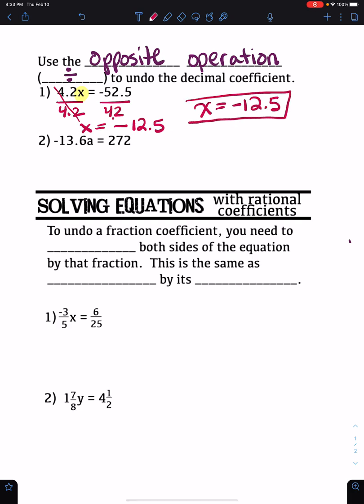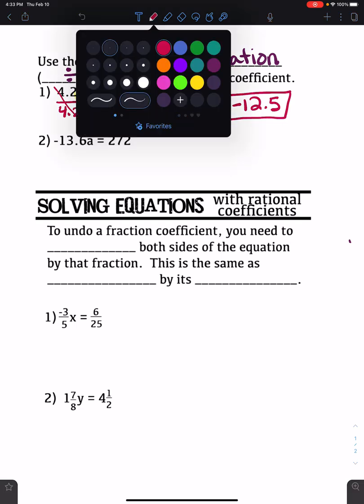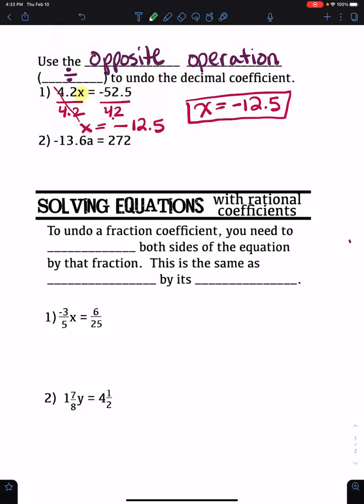Remember that with equations, you can always double check to see if you got it right by replacing the variable in the original problem with your answer. So we can do 4.2 times negative 12.5, and guess what I get? Negative 52.5. So I'm positive this answer is correct.